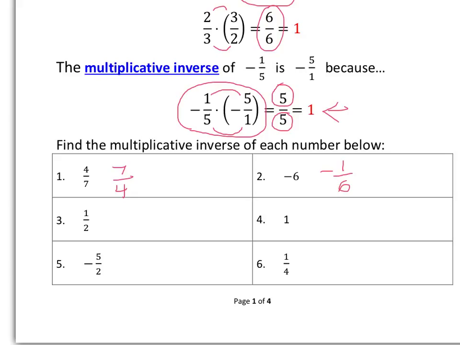The reciprocal of 1/2 will be 2/1, or 2. The multiplicative reciprocal of 1 will be 1/1, or 1. The multiplicative inverse of negative 5/2 will be negative 2/5. And the multiplicative inverse of 1/4 will be 4/1, or 4.